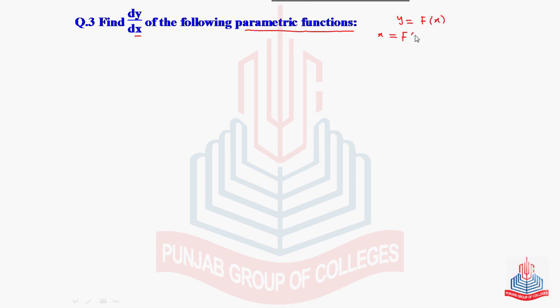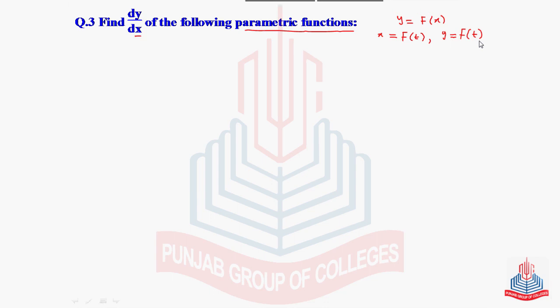So now we start our question number 3. Find dy by dx of the following parametric functions. Parametric functions, as we discussed in chapter number 1, if a function y is equal to f of x is in the form x is equal to f of t and y is equal to f of t, then such a function is called parametric functions.